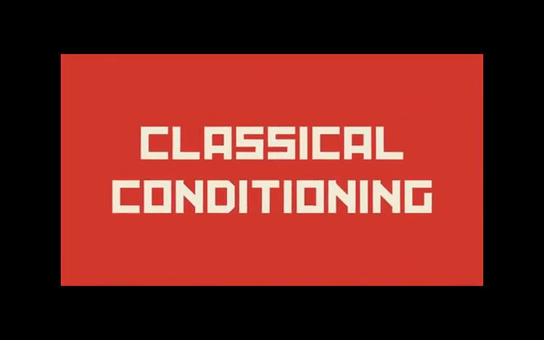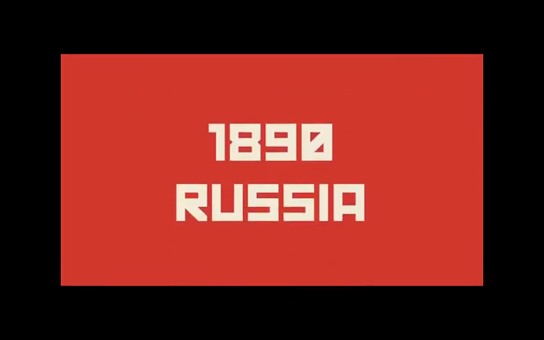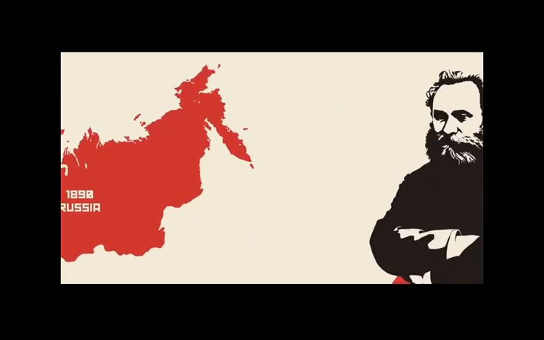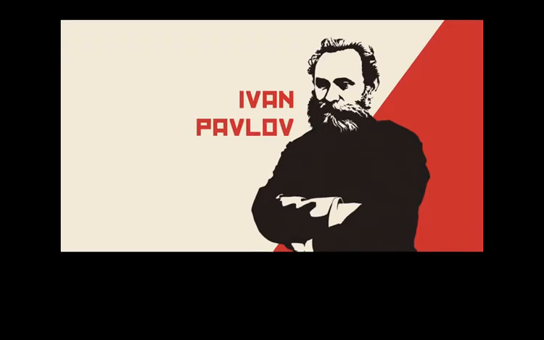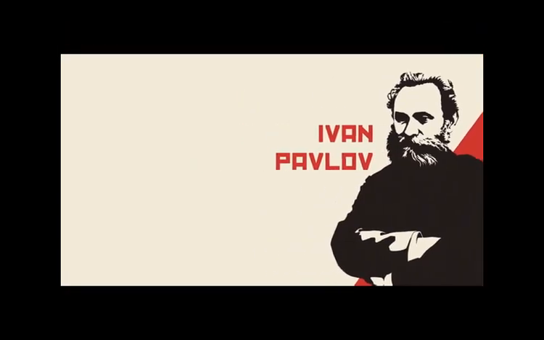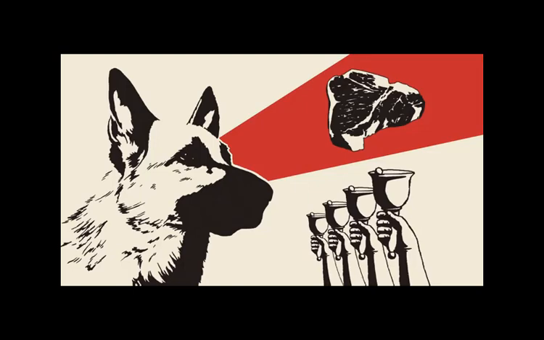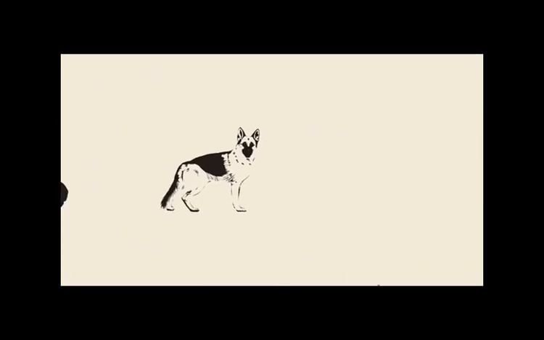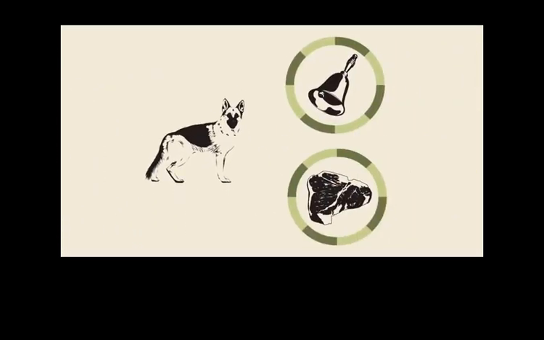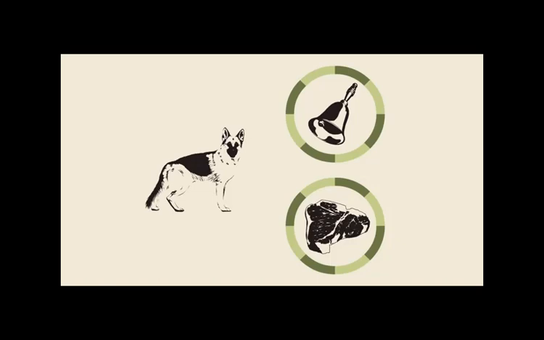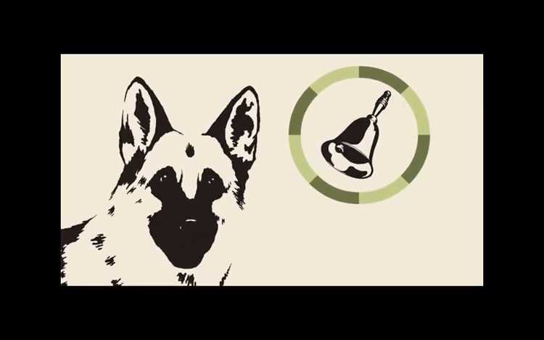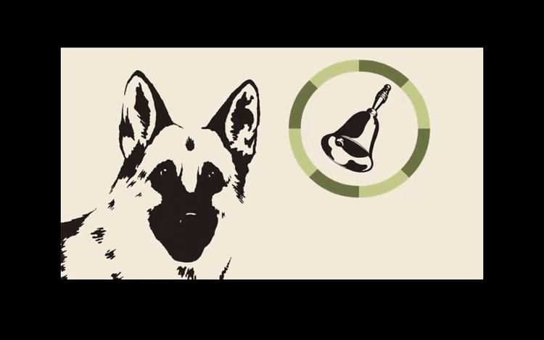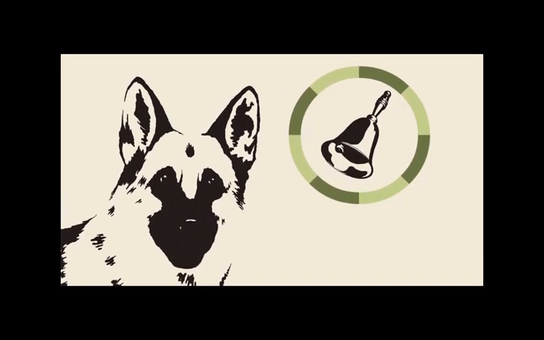Let's talk about classical conditioning first. In the 1890s, a Russian physiologist named Ivan Pavlov did some really famous experiments on dogs. He showed dogs some food and rang a bell at the same time. After a while, the dogs would associate the bell with the food. They would learn that when they heard the bell, they would get fed. Eventually, just ringing the bell made the dogs salivate. They learned to expect food at the sound of a bell.